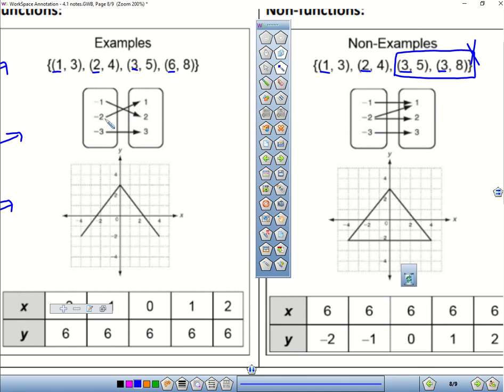Now over here, as you can see, these are the x values and these are the y values. See how each x value only goes to one y value?